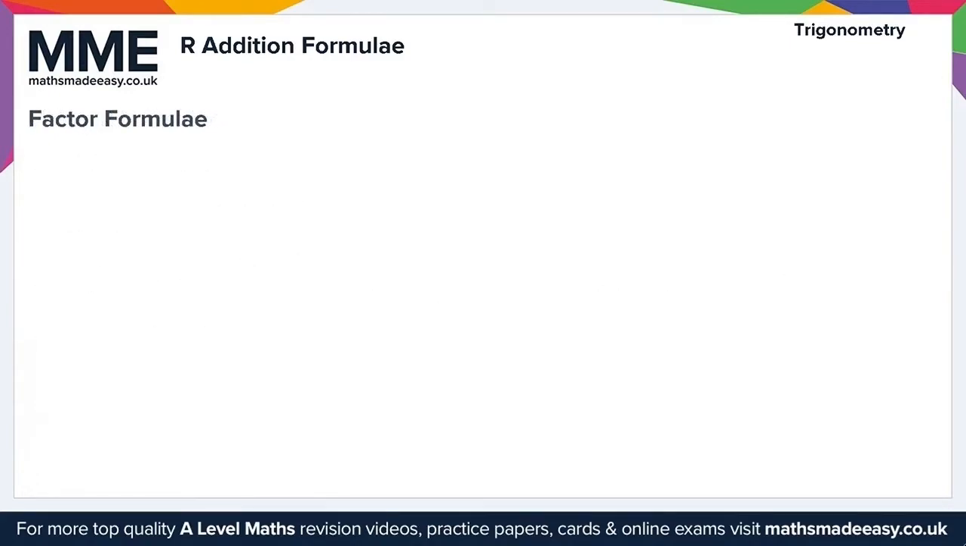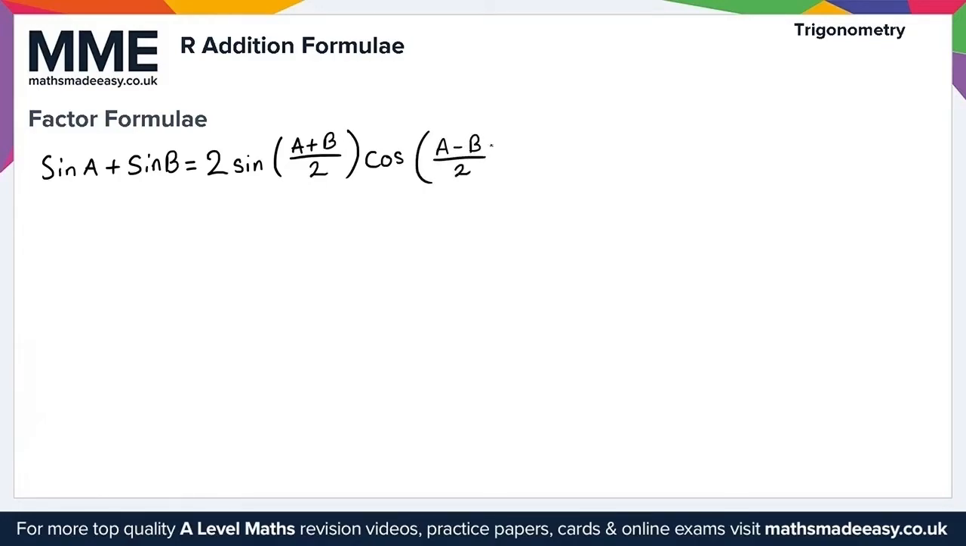And finally, let's take a look now at the factor formulae. So we've also got 4 new formulae that we can use. So sine A plus sine B is equal to 2 sine A plus B over 2 times cos of A minus B over 2. Okay, so that's the first formula we can use.